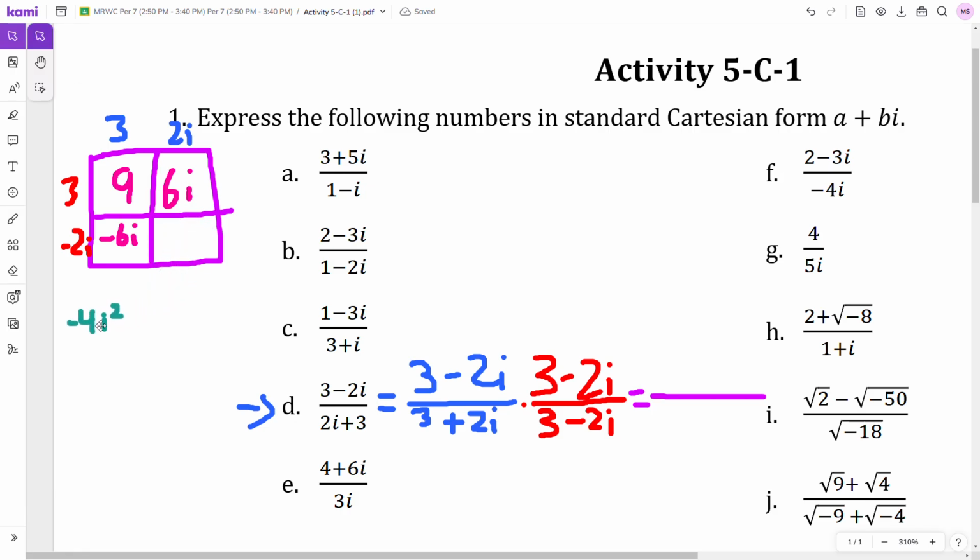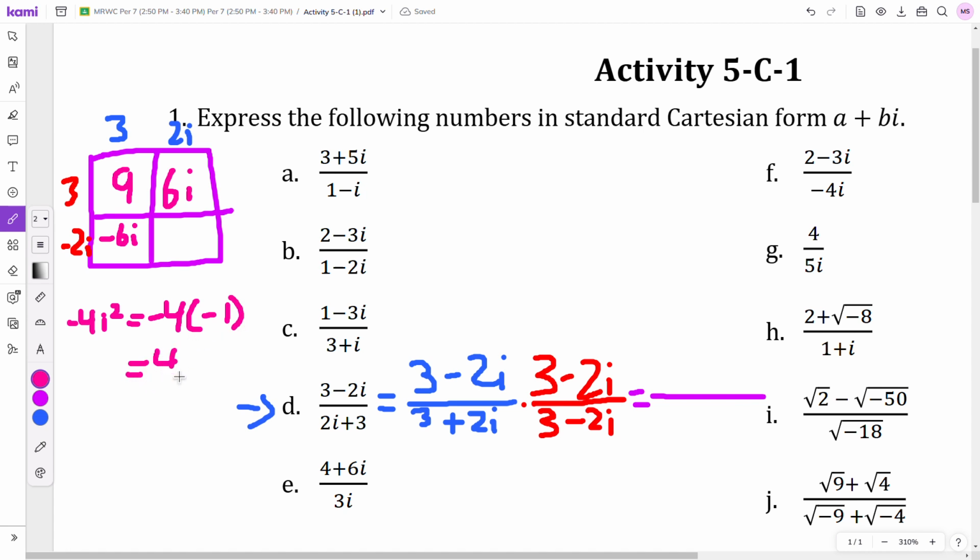But remember that minus 4i squared is minus 4 times, well, i squared is minus 1. So it's minus 4 times minus 1, and that actually just equals positive 4. So I'm going to put in a 4 right here. Now I'm going to add these up. This plus this is 0, and 9 plus 4 is 13. So this denominator is simply 13.